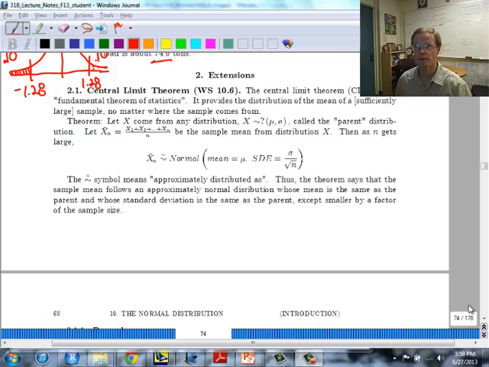Class, welcome back. We are going to be finishing Whitlock and Schluter Chapter 10. I want to focus on the central limit theorem and a couple of examples as a result. This is the fundamental theorem of statistics.